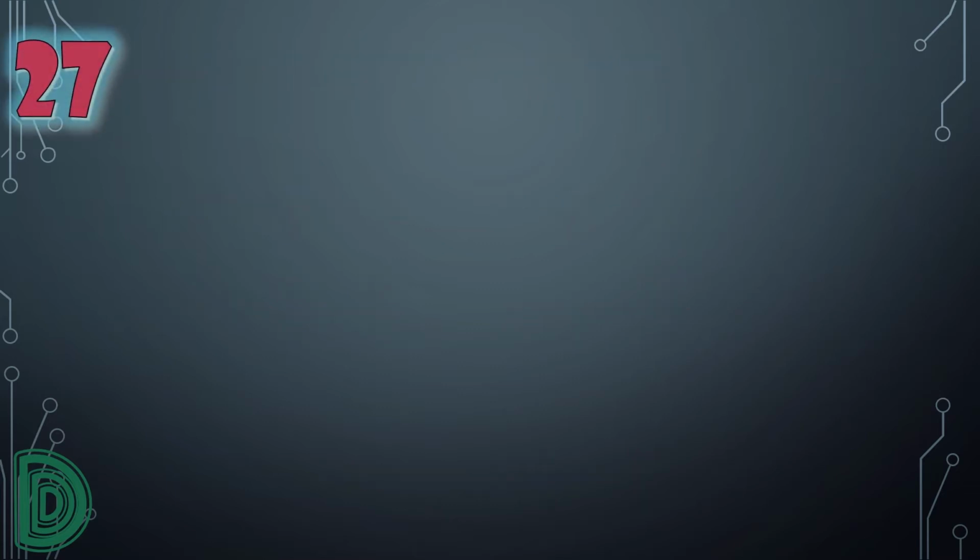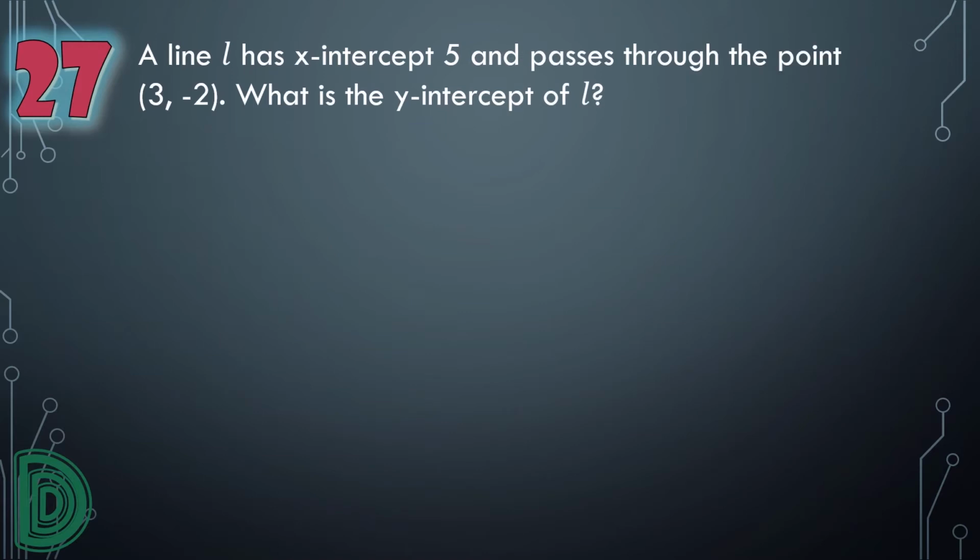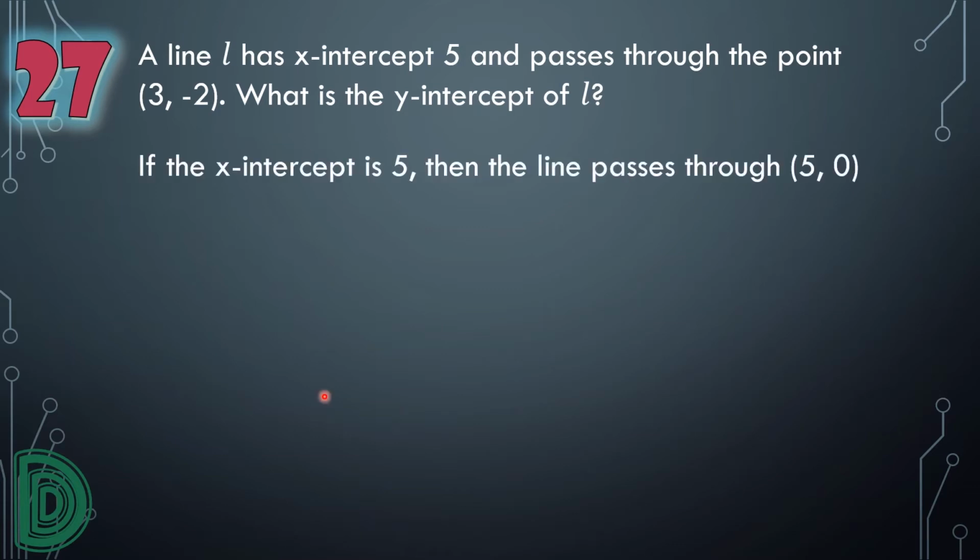Number 27. A line L has x-intercept 5 and passes through the point (3, -2). What is the y-intercept of line L? If the x-intercept of the line is 5, then the line passes through (5, 0). Then we can use the two-point form of the equation of the line to find its equation. That will be y minus y sub 1 is equal to y sub 2 minus y sub 1 over x sub 2 minus x sub 1 times the quantity x minus x sub 1.